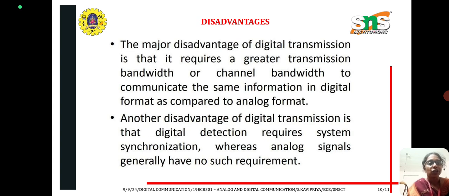The major drawback of digital communication is that it requires a greater transmission bandwidth or channel bandwidth to communicate the same information in digital format as compared to the analog format. Another drawback is that digital detection requires system synchronization, whereas analog signals generally have no such requirement.